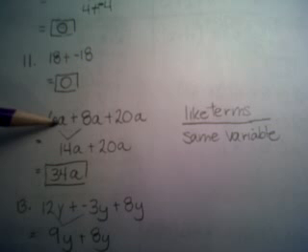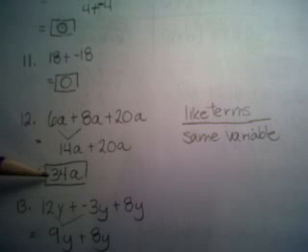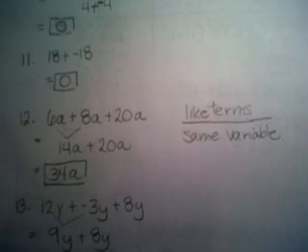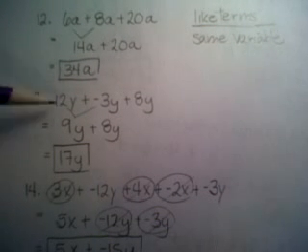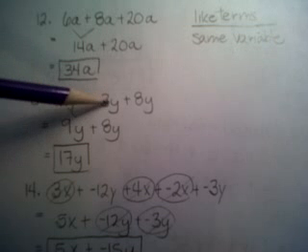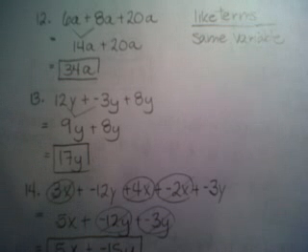So I have 6a plus 8a, that's going to give me 14a. I add the 14a plus the 20a, and that gives me a nice grand total of 34a. Next, number 13, we have 12y plus negative 3y gives me 9y. 9y plus 8y gives me 17y.